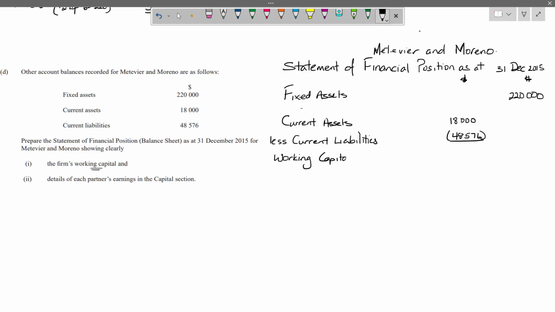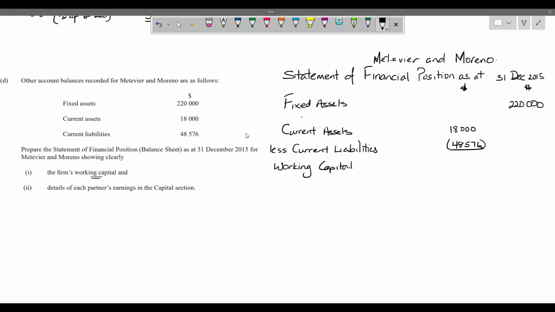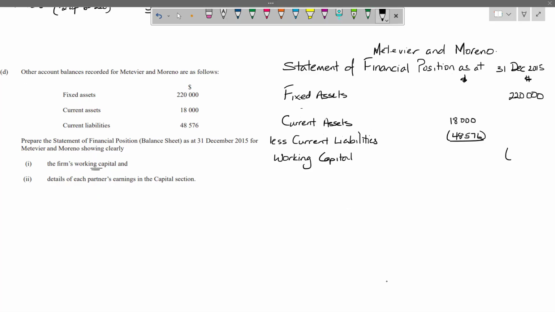Here the result is going to be a negative figure, which usually is a bit of a concern. It means that the company would have some challenges meeting their short-term debt obligations. So the difference between these two is 30,576. This is our net assets.